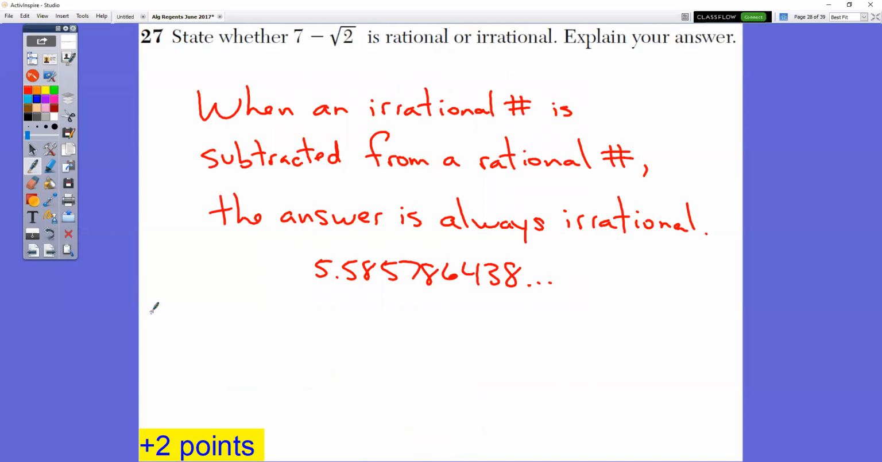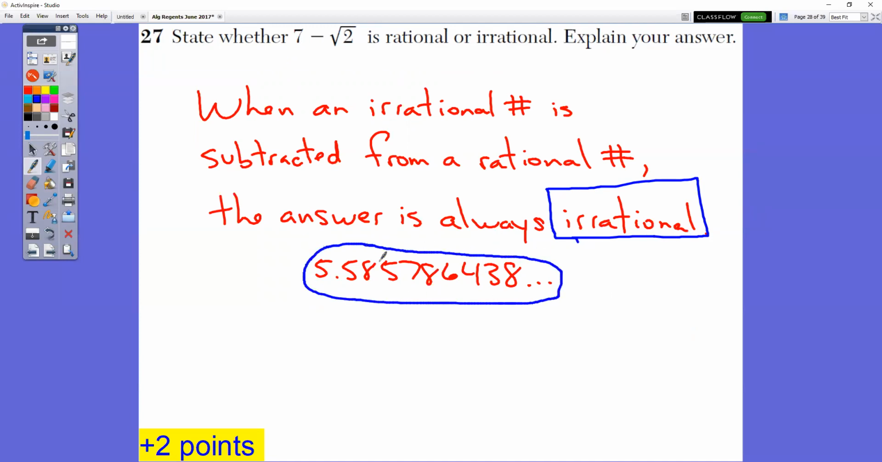In 27, state whether 7 minus radical 2 is rational or irrational, and then explain your answer. You get 1 point for saying that it is irrational, all right? Irrational is the correct answer. Why is it irrational? Well, when you actually type this into the calculator, you get this big, long, ugly decimal, 5.5857786, blah, blah, blah. It is a big, long, ugly decimal.